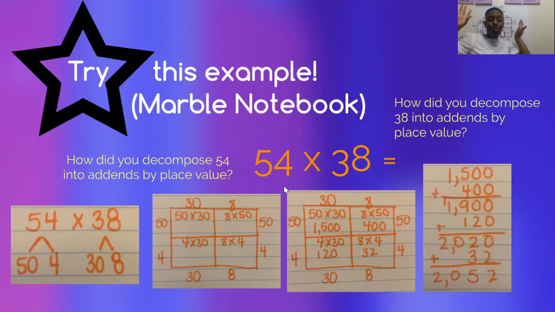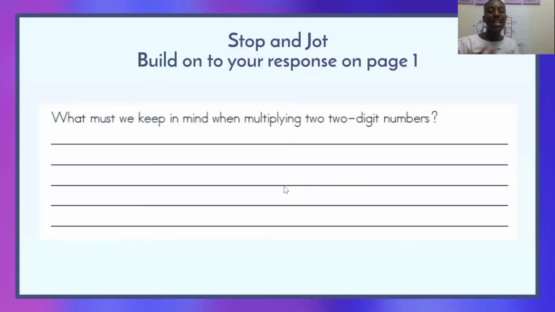Wow, 2052. Okay, did you get that too? I'm just seeing your face just light up with so much joy that I am at a loss for words. Good job, mathematician. So now it's time to go back to your stop and jot. Go ahead and add on. What must we keep in mind when multiplying 2-digit by 2-digit numbers? What else have you learned?